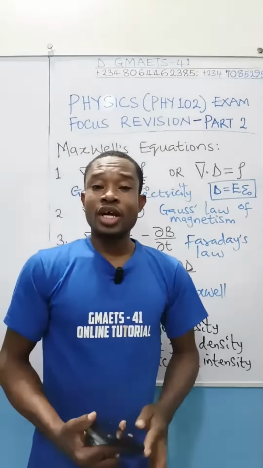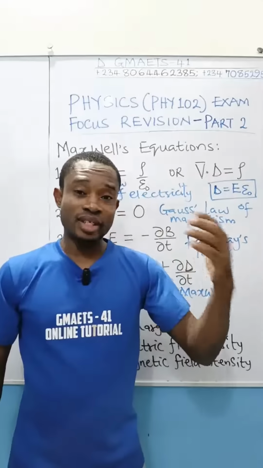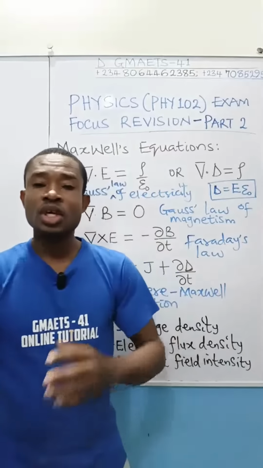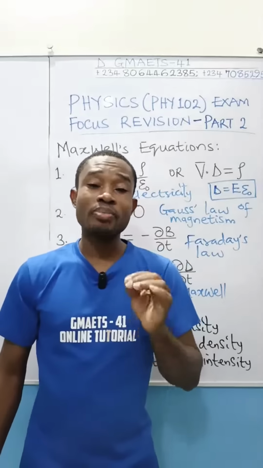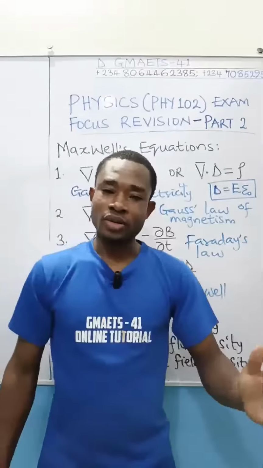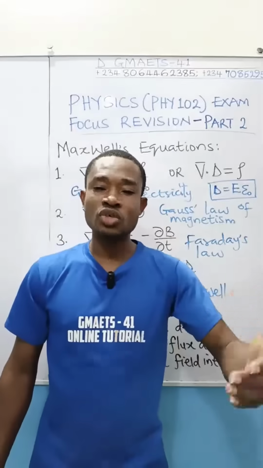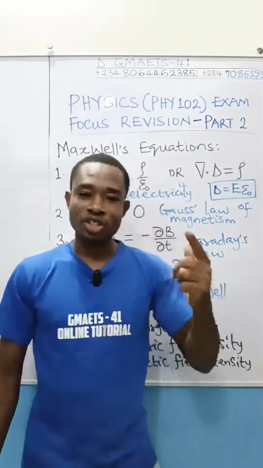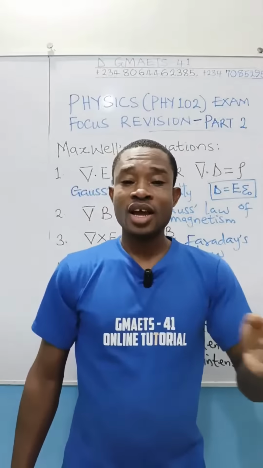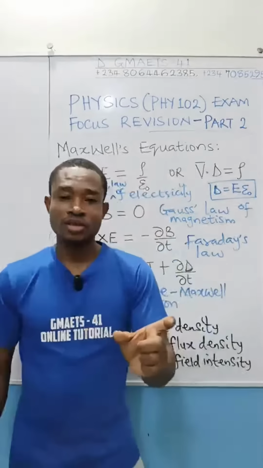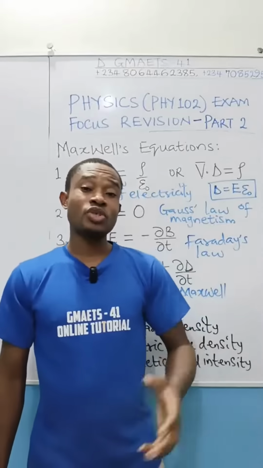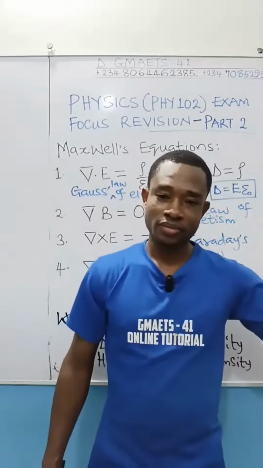In conclusion, I want you to remember this. Under magnetic field, we have this law we call the Biot-Savart law. Biot-Savart law tells us that the magnitude of the magnetic induction B is directly proportional to the product of the charge and the velocity component, and inversely proportional to the square of the distance between the charge and the field.